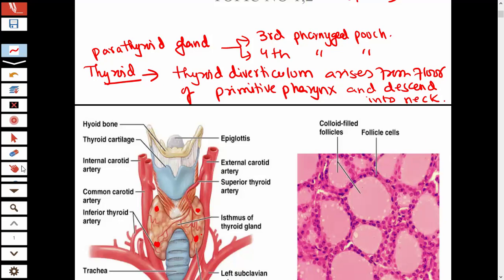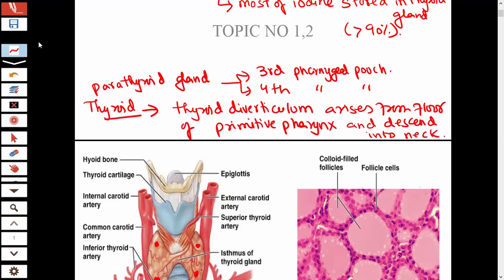But if they ask which part of the parathyroid gland is developed from the third pharyngeal pouch, it is the inferior parathyroid gland, which is developed along with the thymus. So the thymus and inferior parathyroid gland develop in the third pharyngeal pouch. From the fourth pharyngeal pouch, your superior parathyroid gland is developed.